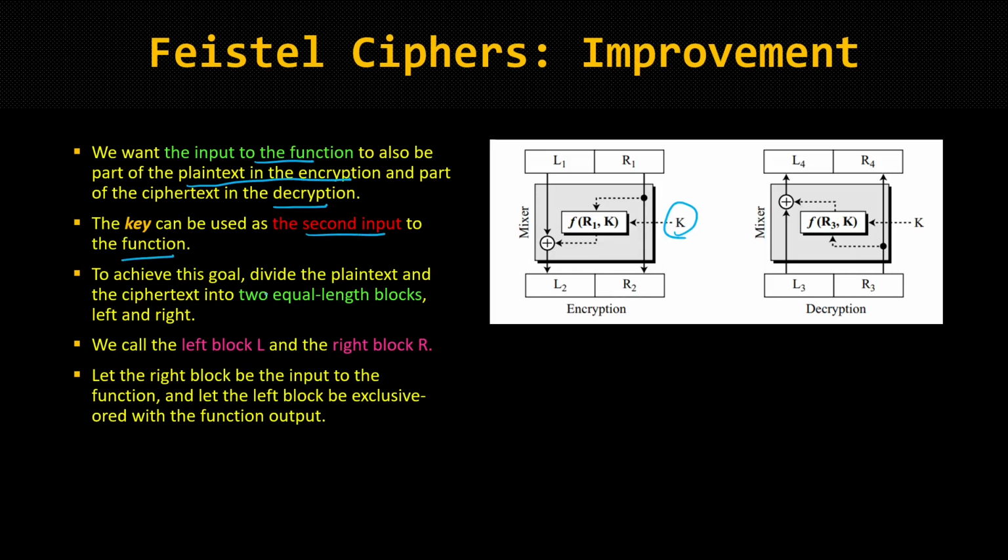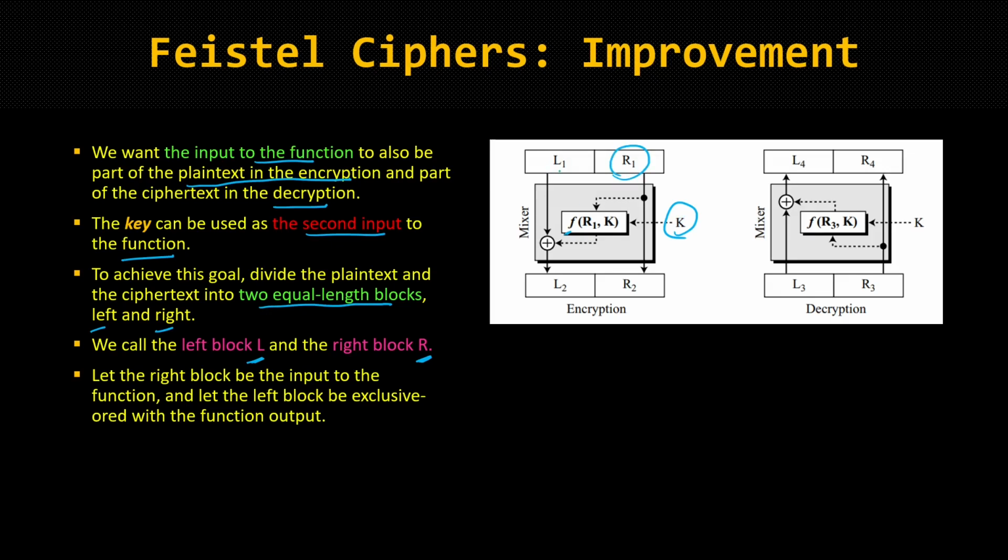To achieve this goal, we divide the plain text and the ciphertext into two equal lengths, that is the left and right. So we call the left block L and the right block R. The right block is used as another input for this non-invertible function. So in this non-invertible function, we are using two inputs, the right part and the key.